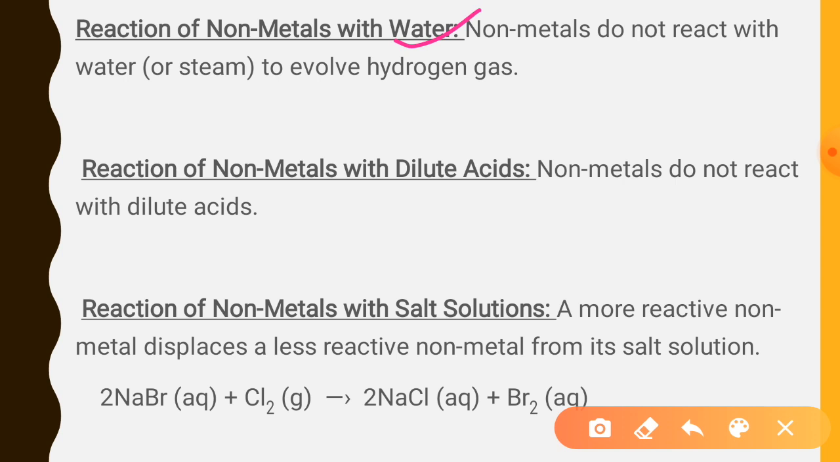Now the next property is reaction of non-metals with dilute acid. If you add non-metals to dilute acid, nothing will happen. It means they do not react with dilute acid.